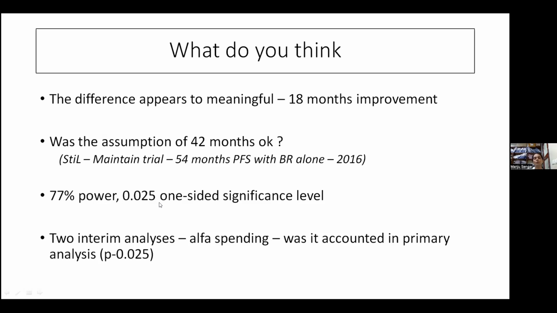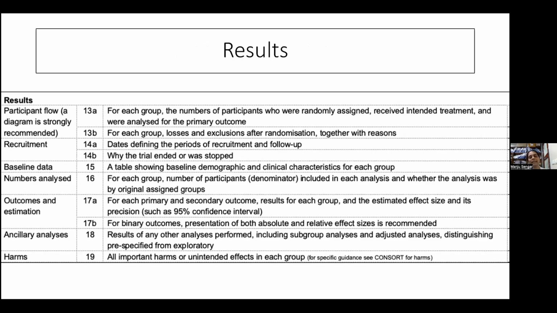And what they used was a one-sided significance level of 0.025, meaning they were only expecting an improvement with the intervention, not a detriment or decline. And that was very right because they were using an active drug, which was to be continued till progression. So their assumptions were probably right. They accounted for alpha spending for 2 interim analyses in their final primary analysis. And they said the p-value of 0.023 will be taken as the level at which they will say that it is significant.